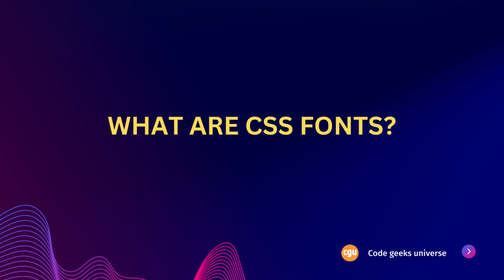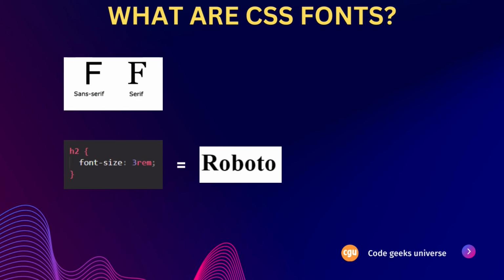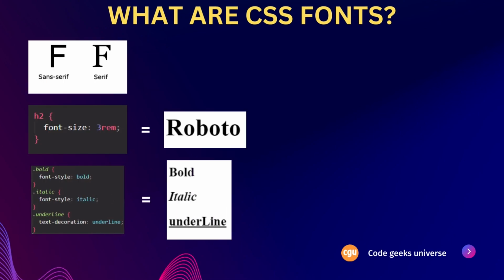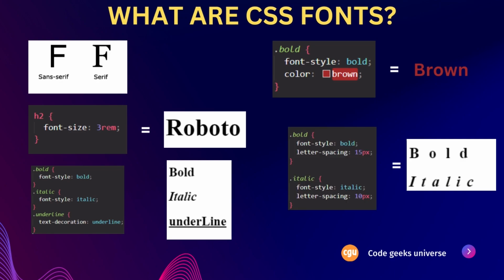With CSS fonts, you have the power to change the typeface, which means you can swap out the default font for something more unique. Then you can adjust the size, through which you can make text larger or smaller for emphasis or readability. After that, you can style the font by adding bold, italic, or underlines for extra flair. Then you can set color by choosing from a rainbow of colors to match your design, and then manage spacing, controlling letter and word spacing for a polished look. So if you have ever wondered how websites achieve that perfect typography, you are in the right place.